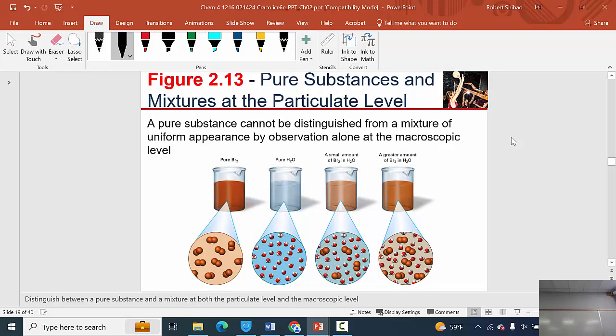So we can look at pure substances and mixtures at the particulate level. So this is pure bromine. When we look at the periodic table, most of the elements are solids, liquids, or gases? Most of the elements on the periodic table are solids. There's only, can you believe it, only one liquid on the periodic table at room temperature. Do you know what that one liquid is? Oh, okay, mercury. I'll make that two liquids.